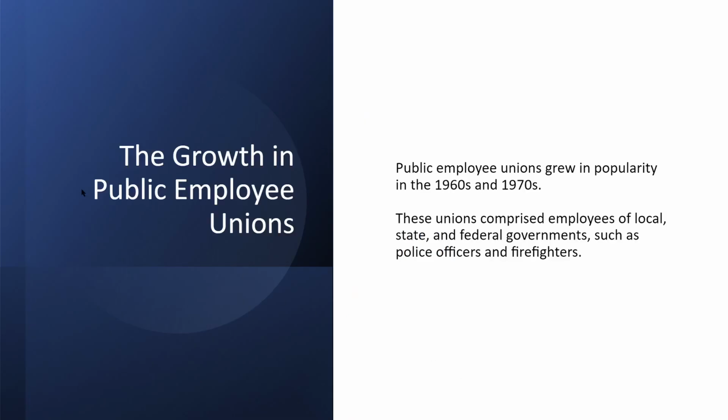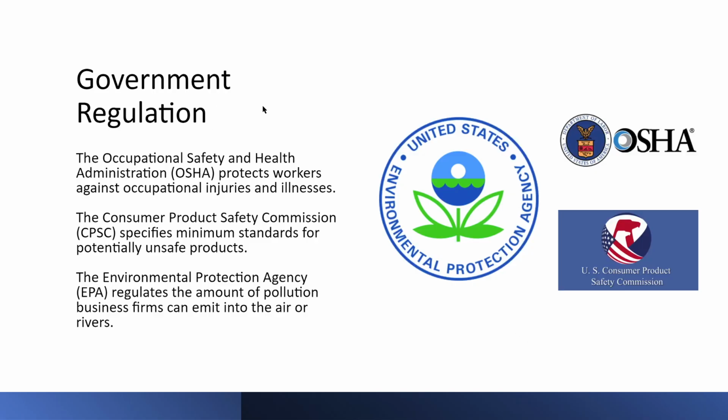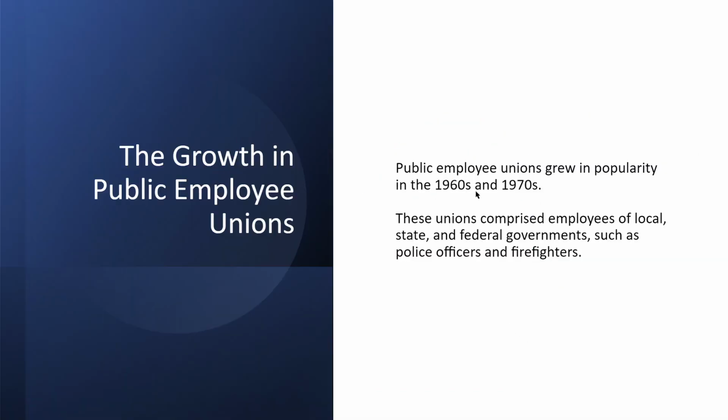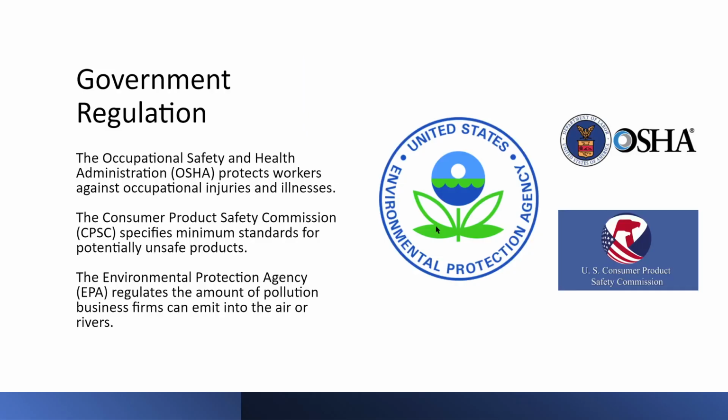Specifically, there's been a growth in public employee unions from the 60s and the 70s. These unions are comprised of local, state, and federal government employees, so police officers, firefighters, city clerks, people like that. Just know that it grew in the 60s and the 70s. That's when it began.